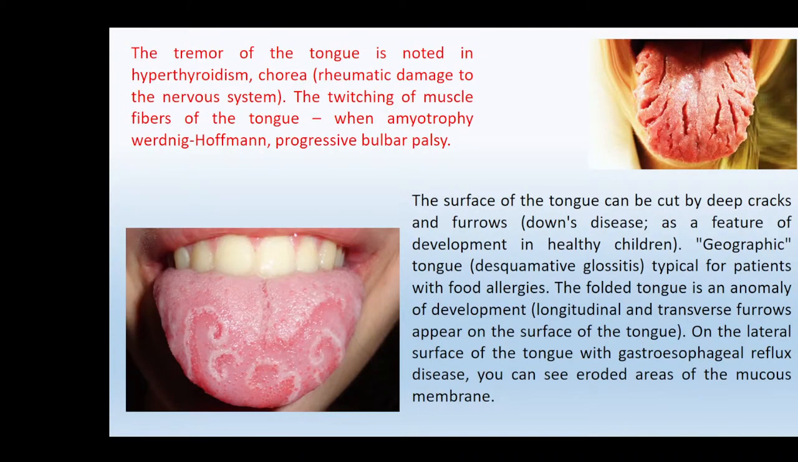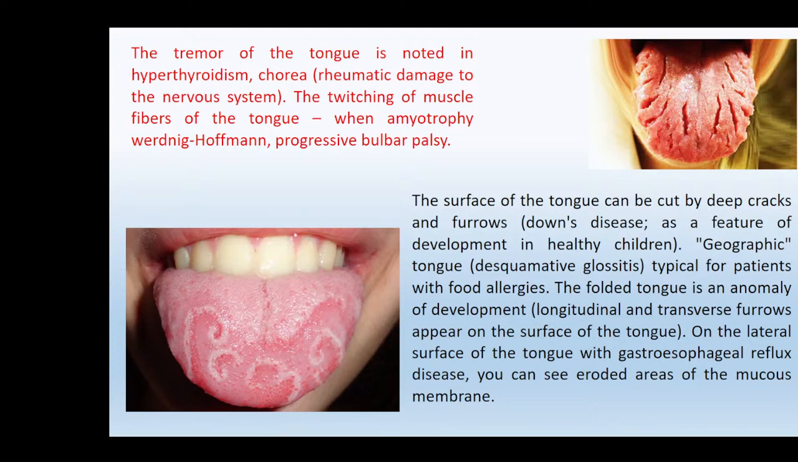The tremor of the tongue is noted in hyperthyroidism, chorea, traumatic damage to the nervous system. Twitching of muscle fibers in the tongue occurs in amyotrophy, Werdnig-Hoffmann disease, progressive bulbar palsy. The surface of the tongue can have deep cracks and furrows. Such features can be the development features of healthy children. Geographic tongue you can see on the lower pictures.